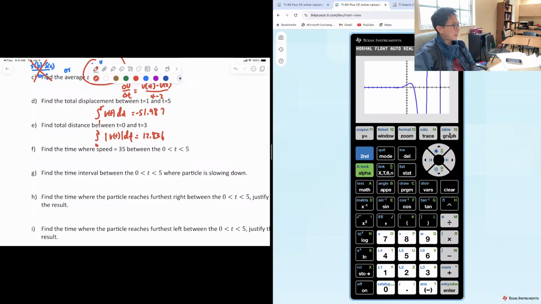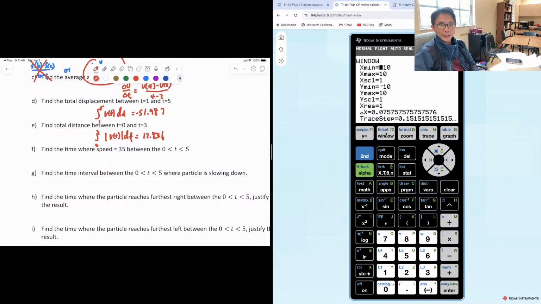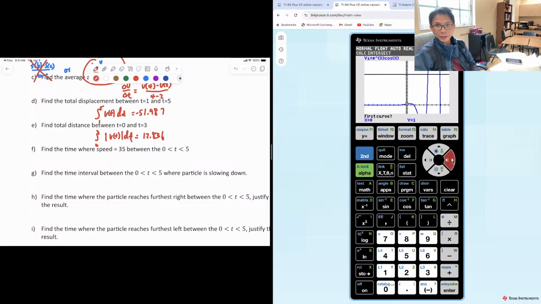Wait, I don't have 35. So I can click the window settings, right? And I'm going to set max at 50, because it will pass 35. Do you see that? See those 2 intersections? You can do second calc, intersect, and you can go to the right.